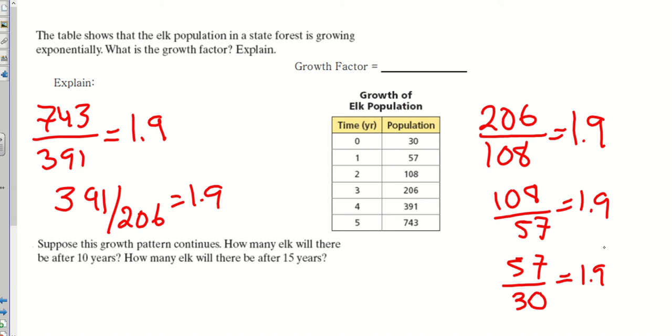And the reason sometimes you may get 1.89 or 1.901 is the fact that elk population is not going to be fractional. So the populations are all going to be whole numbers. So when you divide, you're going to get an approximation to within the thousandths place. So our growth factor is 1.9. Again, it's growth because the population is increasing over time.